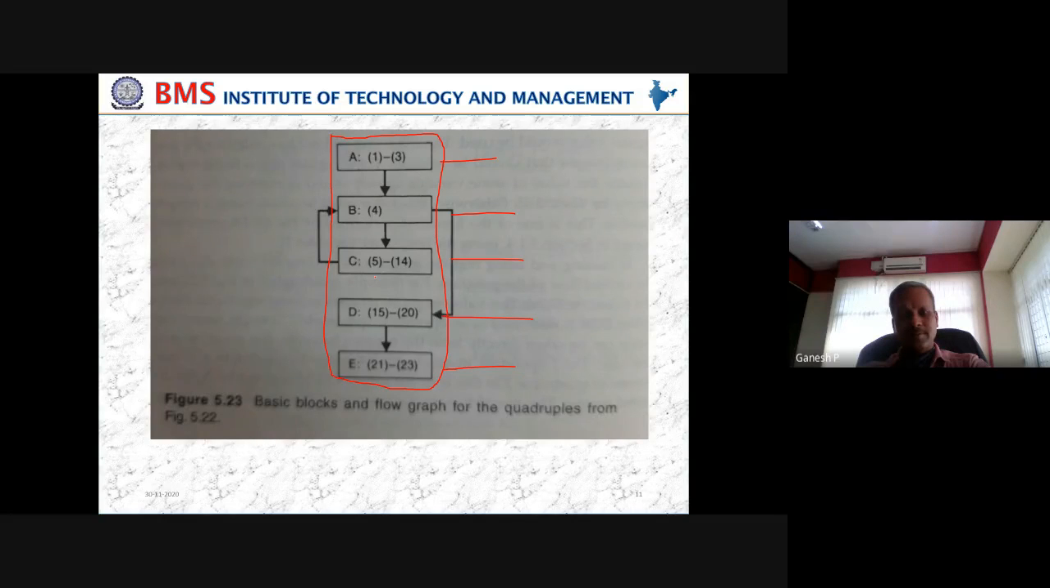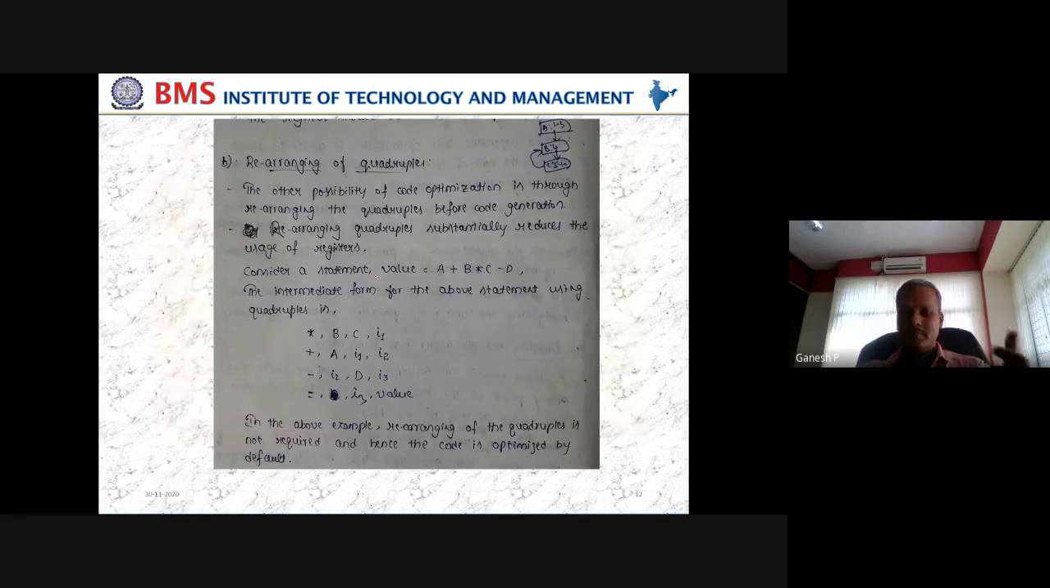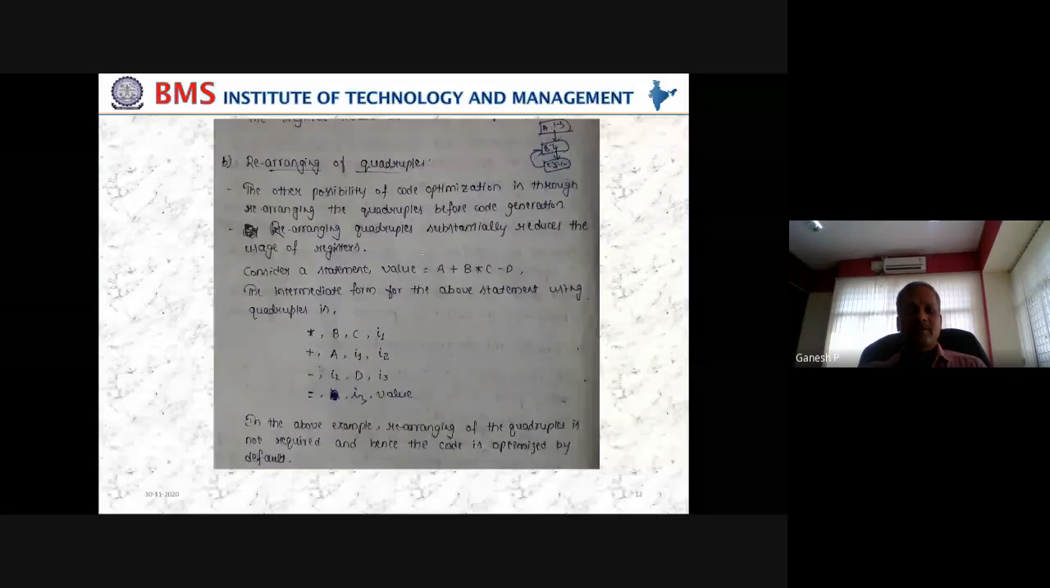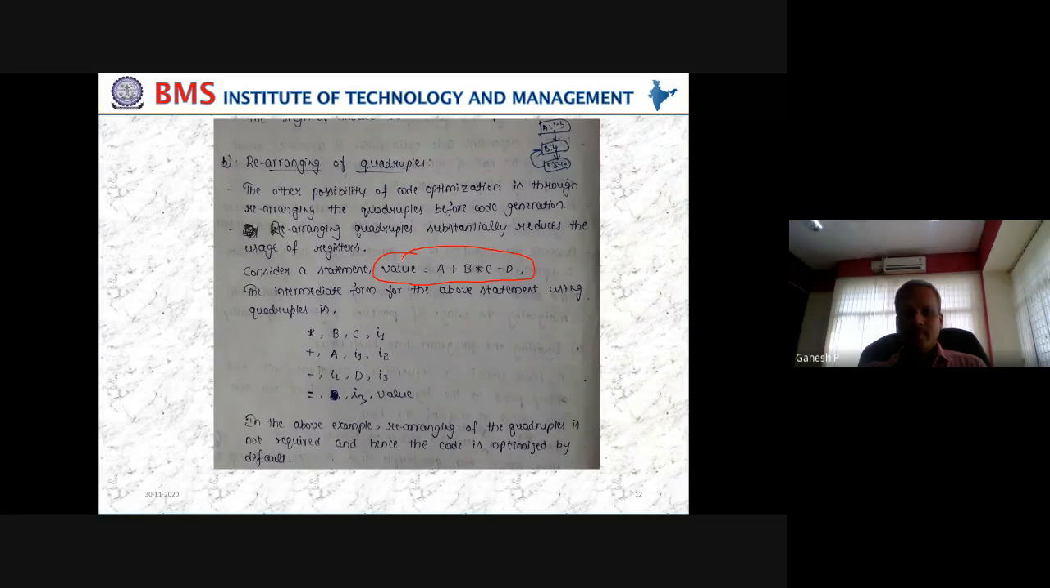So if we look at the other concept, which is rearranging the quadruples, that is very important. We know the quadruples. For every statement we keep writing quadruples. We have written a couple of quadruples in the previous class. We take this value is equal to a plus b into c minus d. So quadruples for this are like this. How are we going to write? First multiplication b into c, then a plus b into c, then minus d, then assign. So first multiplication, then addition, then subtraction, then assignment.